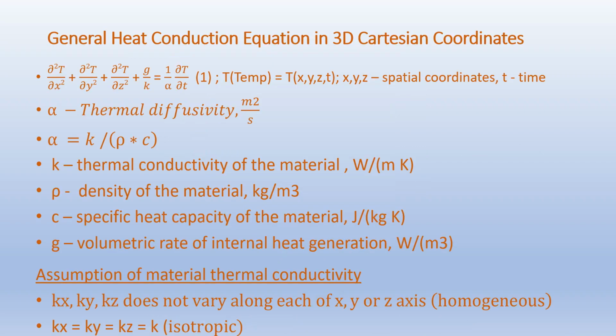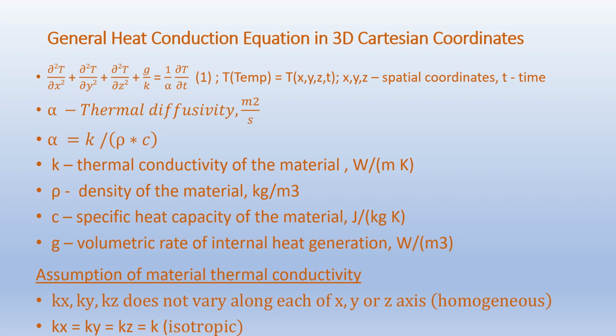The general heat conduction equation in 3D Cartesian coordinates is given as ∂²T/∂x² plus ∂²T/∂y² plus ∂²T/∂z² plus G over K equals 1 over alpha times ∂T/∂t. Here T represents the temperature inside the domain and is a function of the spatial coordinates x, y, z, and t, where the lowercase t represents time in seconds.